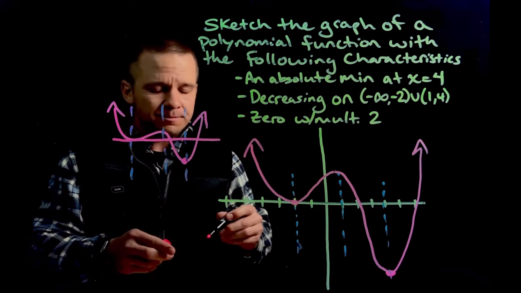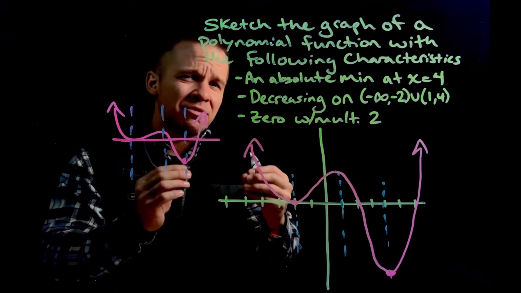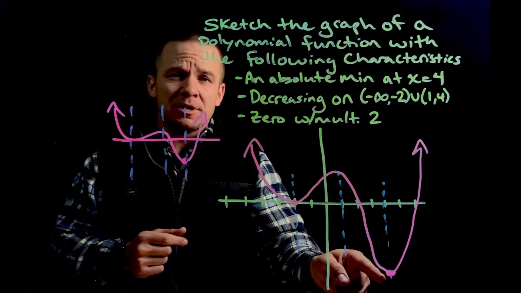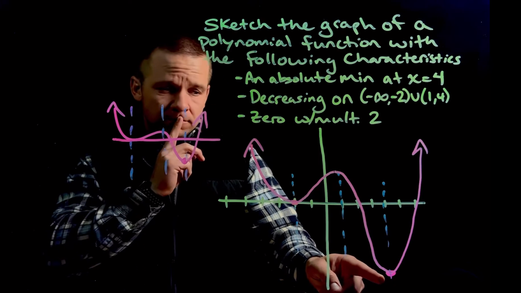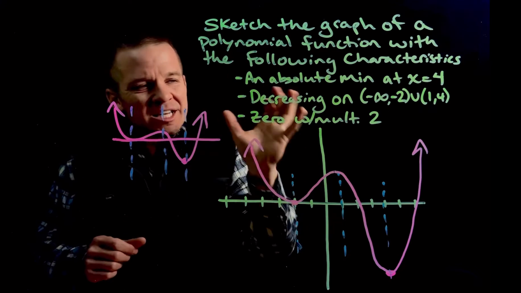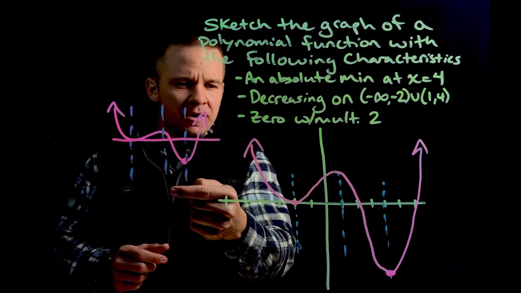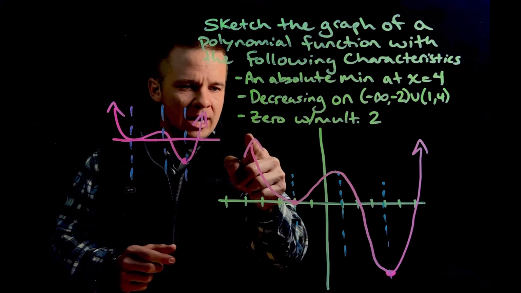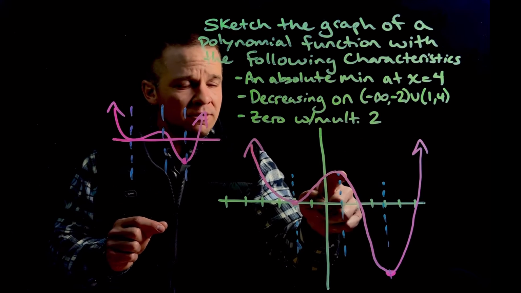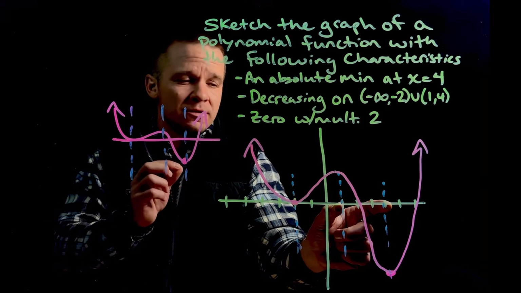Now it helps in these particular situations to backtrack, take a look here, and see, does it fit everything? Do I have an absolute minimum at x equals positive 4? I do, right? Lowest point, x equals 4. Decreasing from negative infinity to negative 2? Yes, here's negative infinity all the way over here. To negative 2, I am decreasing on this graph. Then, am I also decreasing from positive 1 to positive 4? Yes, this stretch, I am decreasing from positive 1 to positive 4.